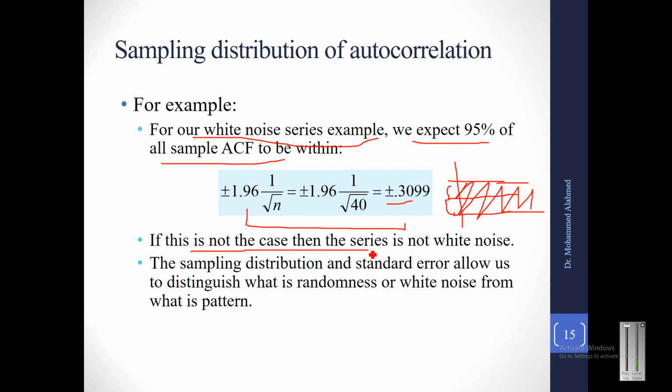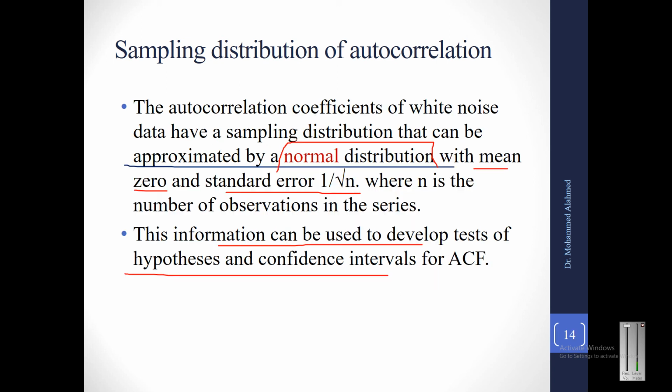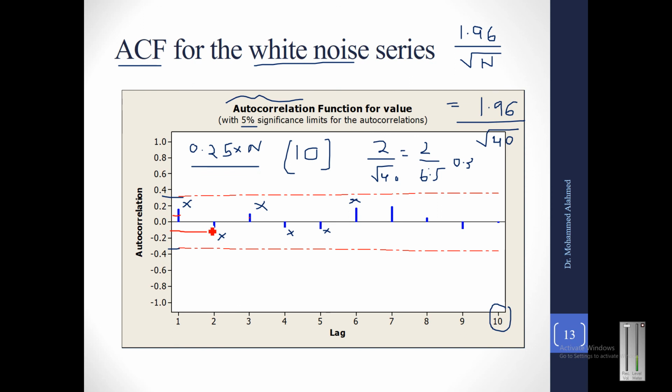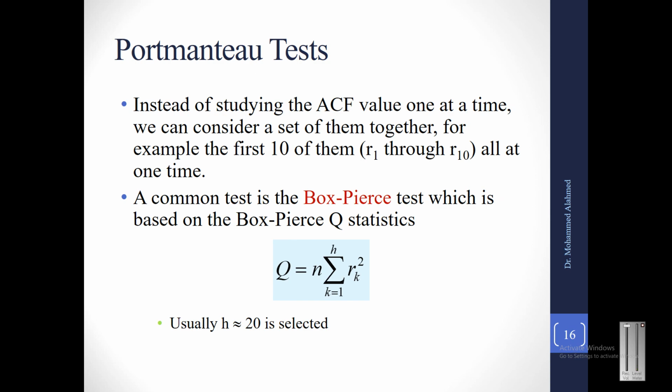If this is not the case, then the series is not a white noise, right? For example, in the previous case, we had nothing above the significance line. So 100% of the ACF values were lying in this confidence interval, so definitely it's a white noise series. We will again see, when we have a different example where the data has trend, that it may not correspond to a white noise series.